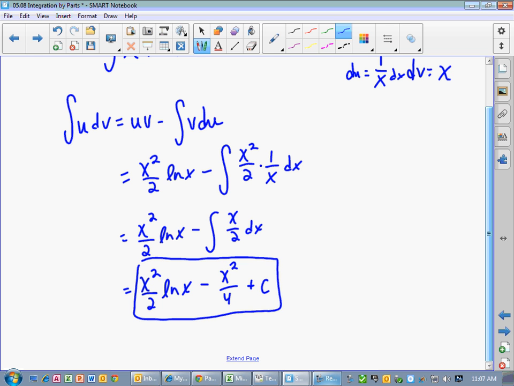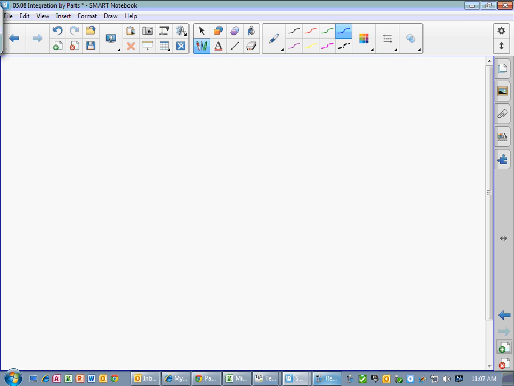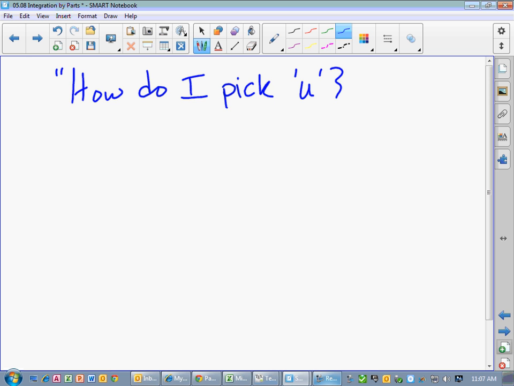So choosing the right u and v is the difference between being able to do the problem and not even getting the wrong answer. I mean, not even being able to do it. Right? If you choose the wrong u and v, you can't do the problem. Okay. And so there's this overarching question: how do we pick u? How do I pick u?